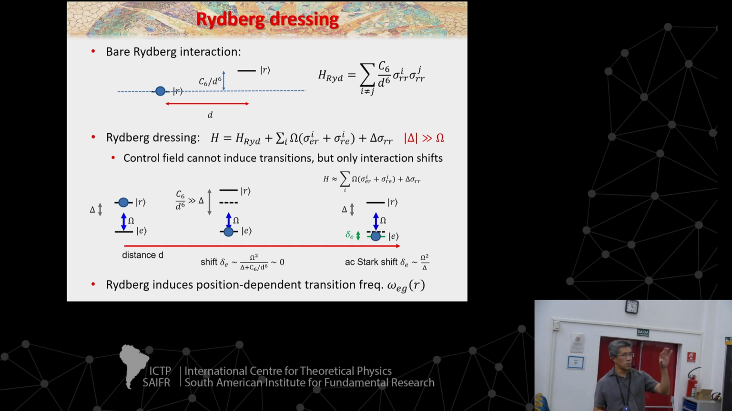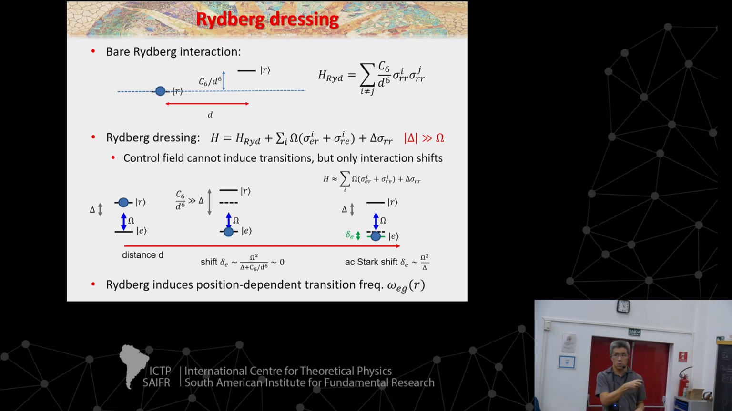And so effectively what you're doing with this Rydberg dressing scheme is that once you have a Rydberg excitation somewhere in your medium, you're making atoms far away have an excited state resonance frequency that's one value, and excited state atoms nearby have another value. So you're effectively changing the resonance frequency of the atom as a function of position.